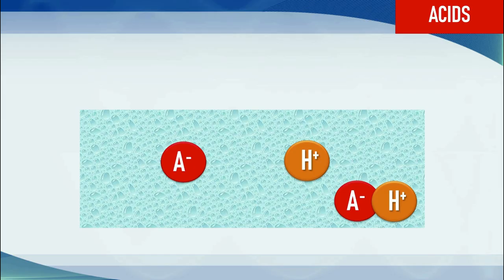Hydrochloric acid, which is a hydrogen ion and chloride, fully dissociates in water, so it's a strong acid, and the amount of acid present can be measured by the quantity of chloride.